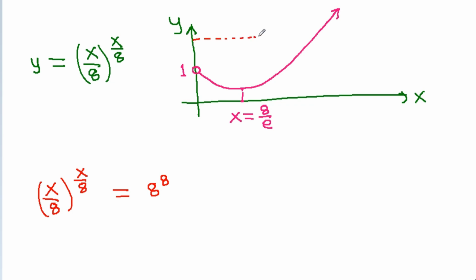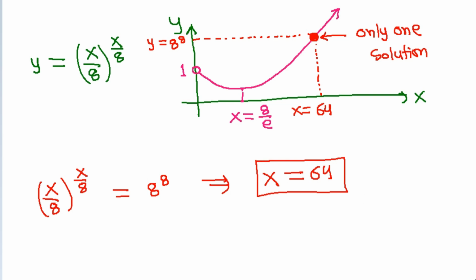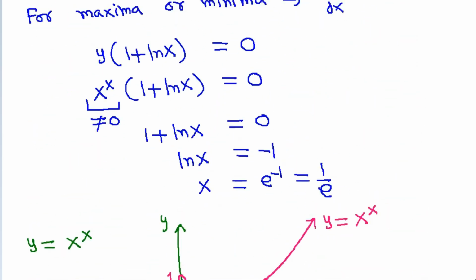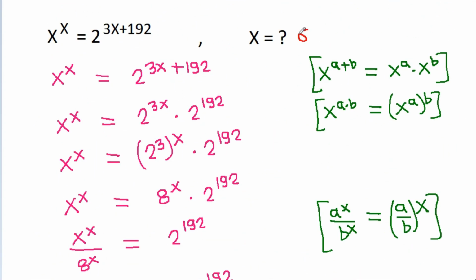So when y is 8^8, there can be only one value of x, that is 64. So there will be only one solution. So x is equal to 64. x is 64.